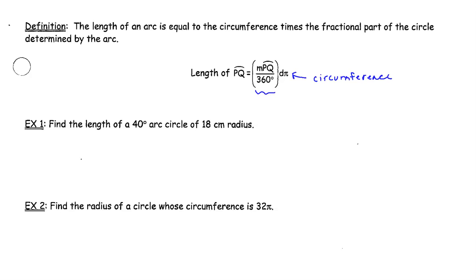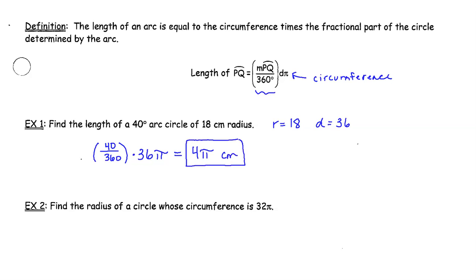Okay, example 1. Find the length of a 40-degree arc of a circle of 18 centimeters radius. So the length of our arc is going to equal 40 over 360, and that gives us the fractional part. Well, if our radius is 18, our diameter is going to be double that, right? So that's going to be 36. So 40 over 360 times 36 pi. Okay, so if we multiply that out, and leave it in terms of pi, we end up getting 4 pi. So that would be 4 pi centimeters long.